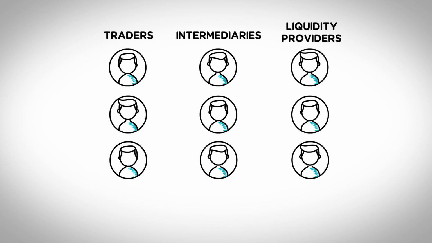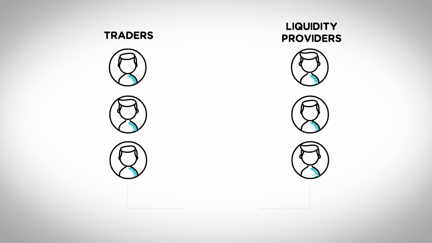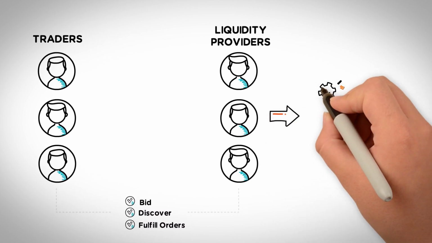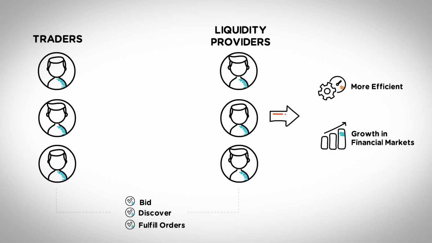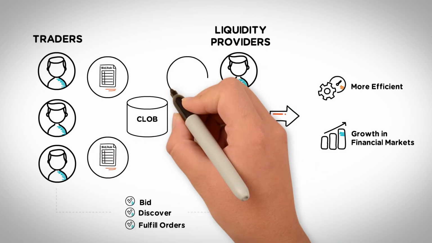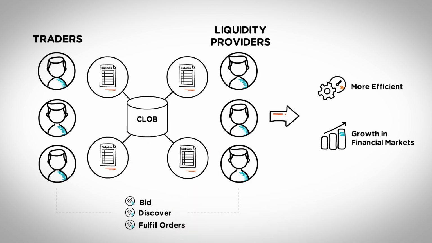Among other things, CLOBs essentially eliminate intermediaries during the trade activities and create a level ground where liquidity providers and traders can come together to bid, discover, and fulfill their orders. This method of exchange is much more efficient than its predecessors and has led to an immense amount of growth in financial markets over the last 3 decades. The CLOB trade model allows all users to trade with each other instead of using an intermediary dealer. Here, users can also see bid orders and their value in real time, ensuring complete transparency among traders.